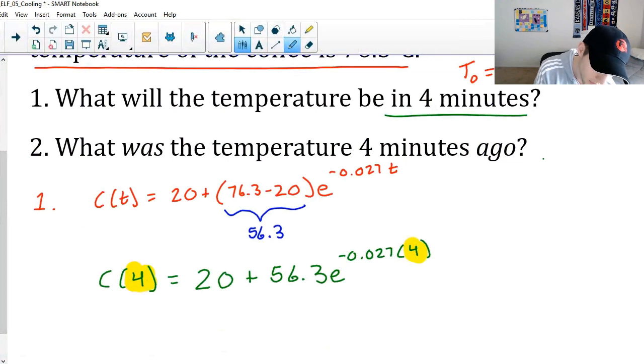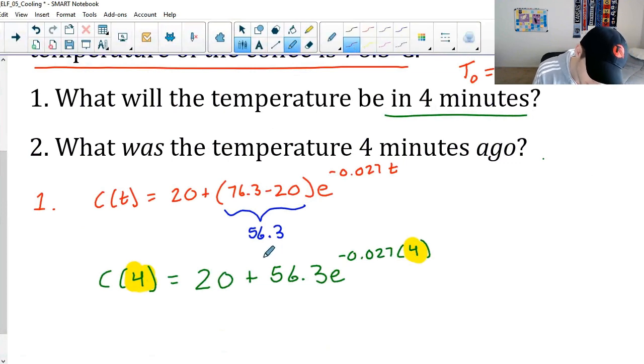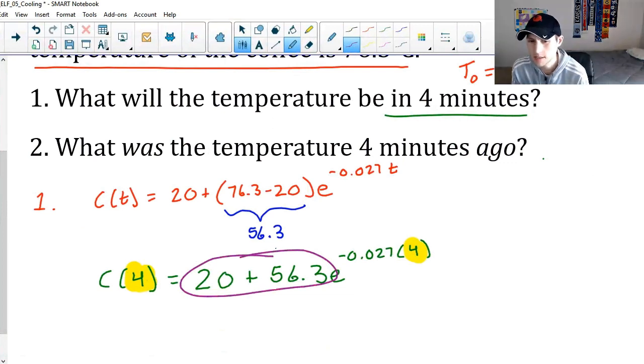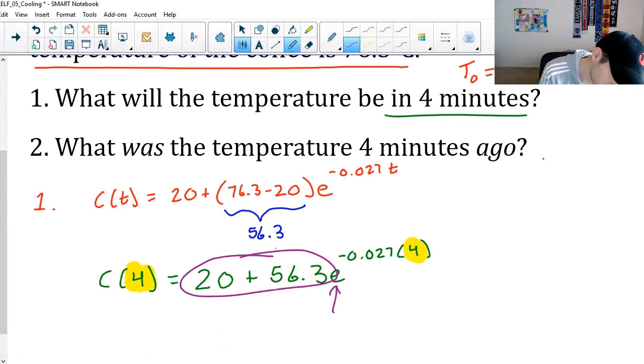Now, be careful. Sometimes people try to combine these two. I see people add these before they start doing anything. We cannot add those together, because 56.3 has this e stuck on the end of it. These two terms are not like terms. It would be like trying to add 20 plus 56.3x. We can't do it. So do not add that 20 and 56.3 together. Leave those separate.